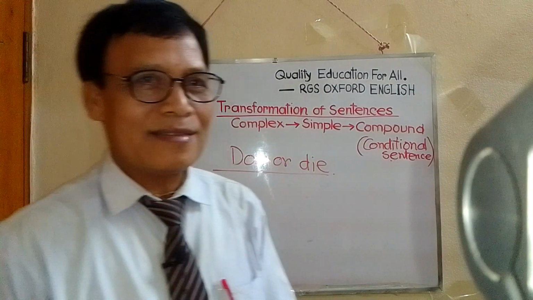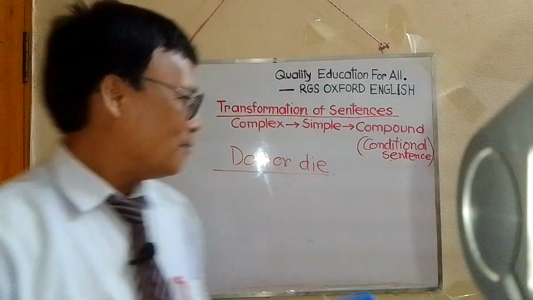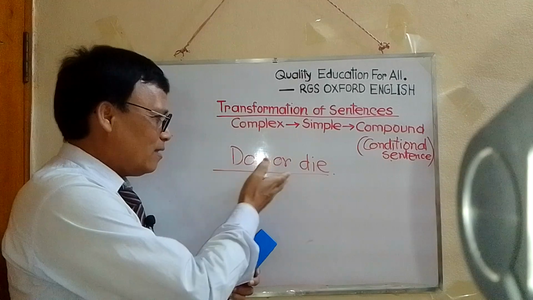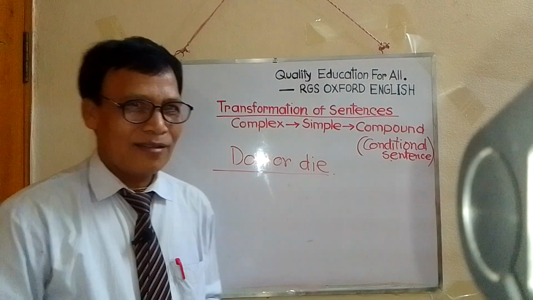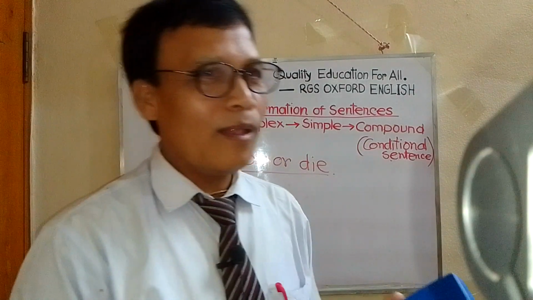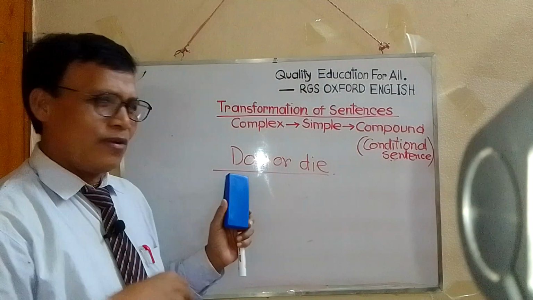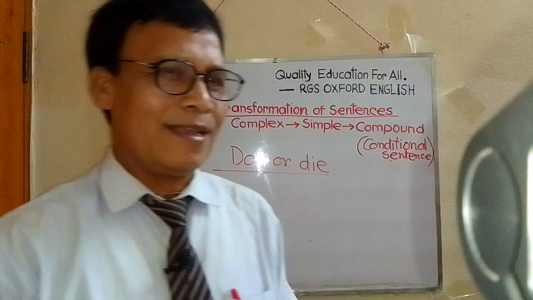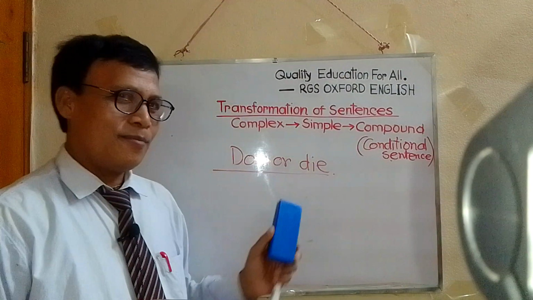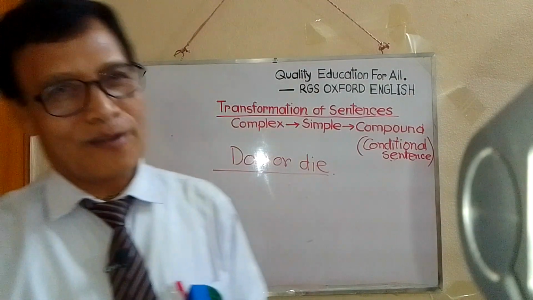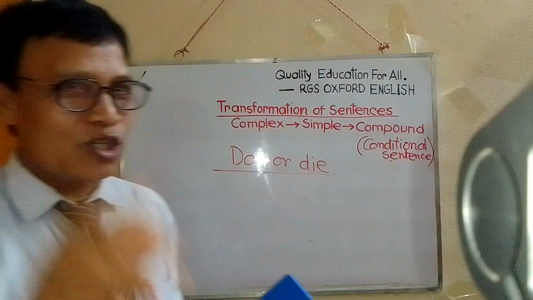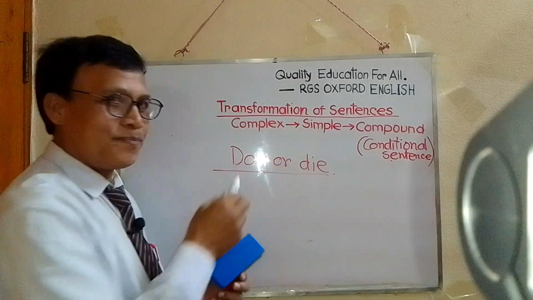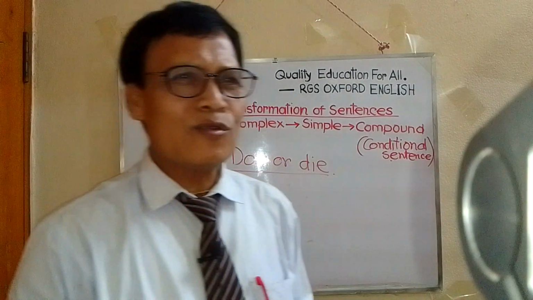A compound sentence, as I have already discussed, has two clauses. But here, in general, you see there are no clauses. Only three words. Very interesting. "Do or die." It is surprising that there is no clause here. But of course there are two clauses.